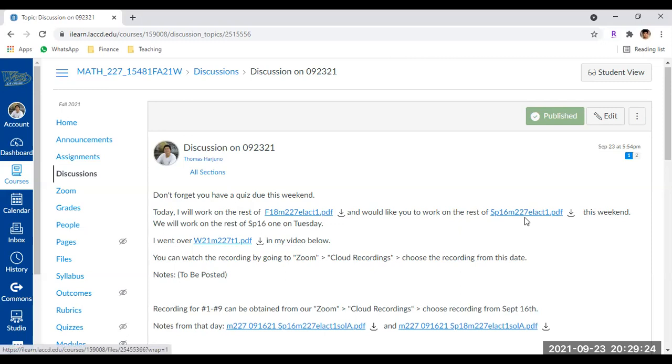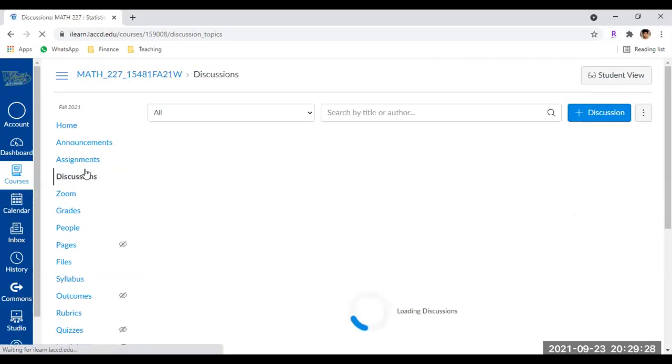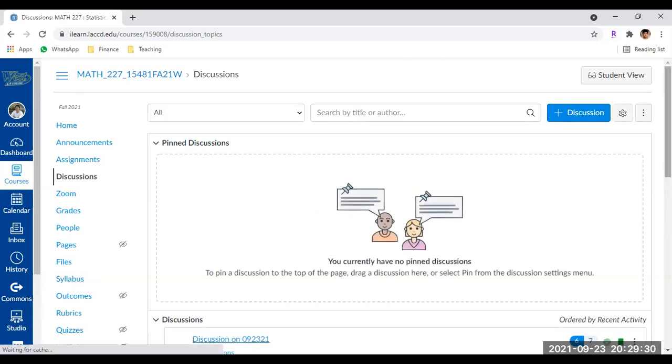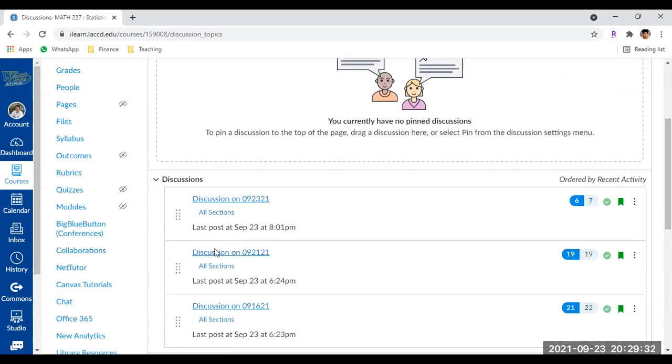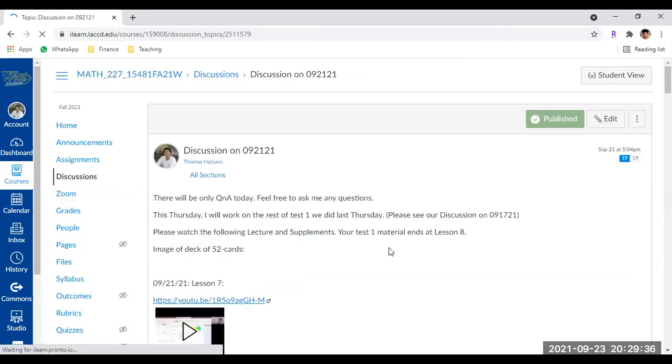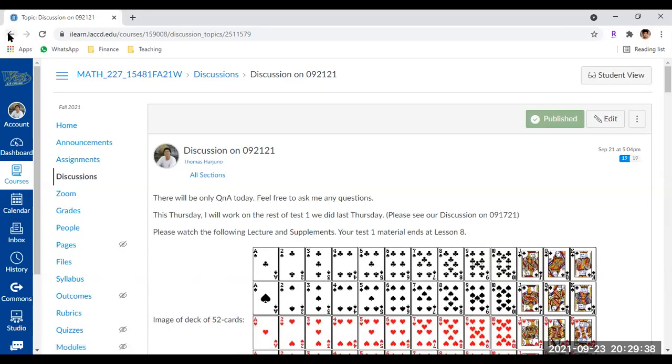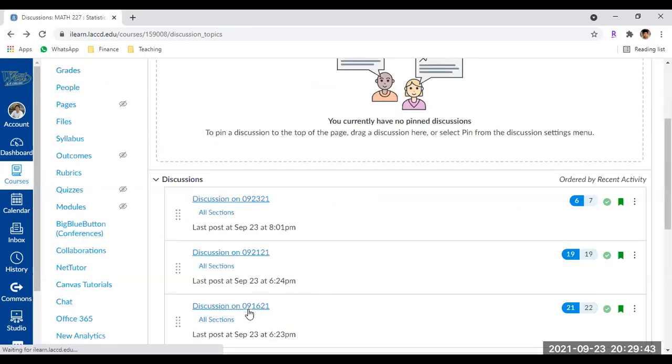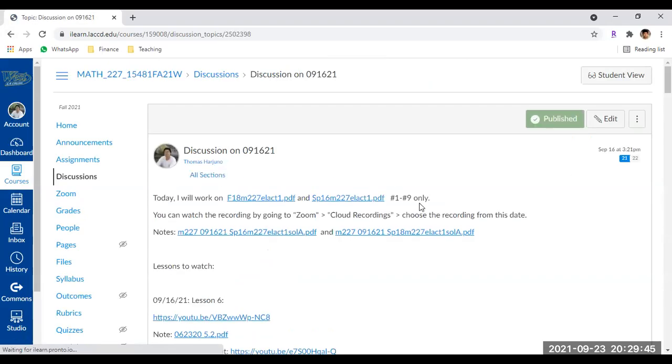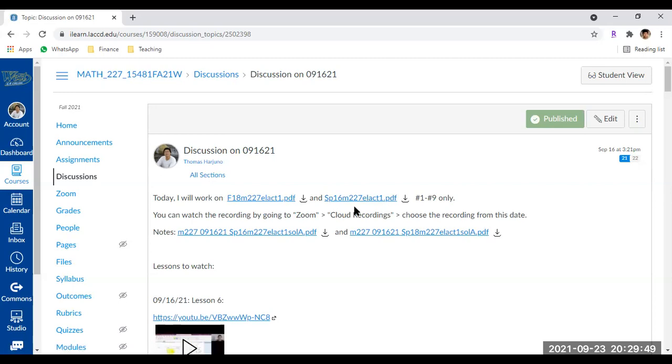The files are here, but if you go back to our discussion on Tuesday, it was on our discussion board also. Actually not Tuesday, last week. My bad. Last week, on the 16th, last Thursday, I went over number 1 to number 9 from these two test ones. These are the notes, and you can see the recording also.